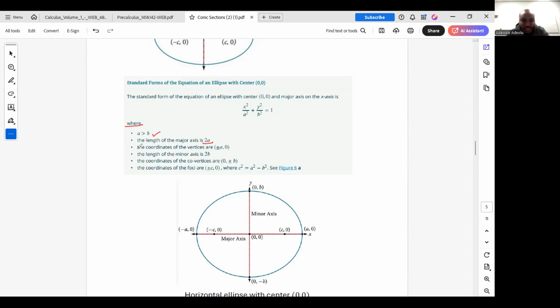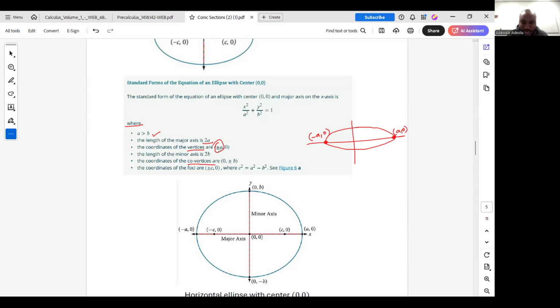Now, the coordinates of the vertices. Now, I'm going to differentiate between vertices and co-vertices. Vertices will always be where we have the ellipse stretched, right? So you will see from this, we have it stretched along the x-axis. So I will say this is negative A, this is A, comma 0.